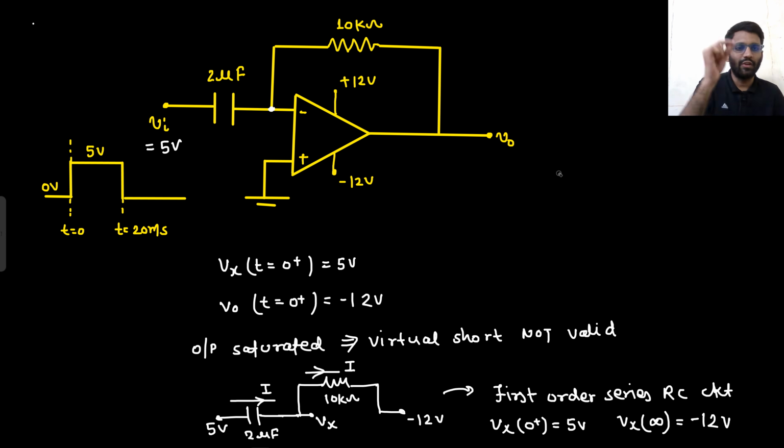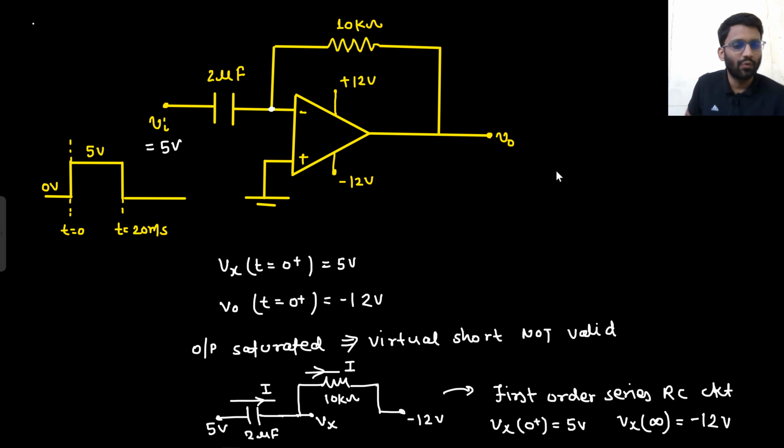So now your Vx node will try to go to minus 12 volt. It is initially at 5. It is trying to go to minus 12 volt. It came down 5, 4, 3, 2. There was no issue. When it was trying to go to minus 0.1, there was an issue that your output moved to 12 volt. From minus 12 it moved to 12 volt.